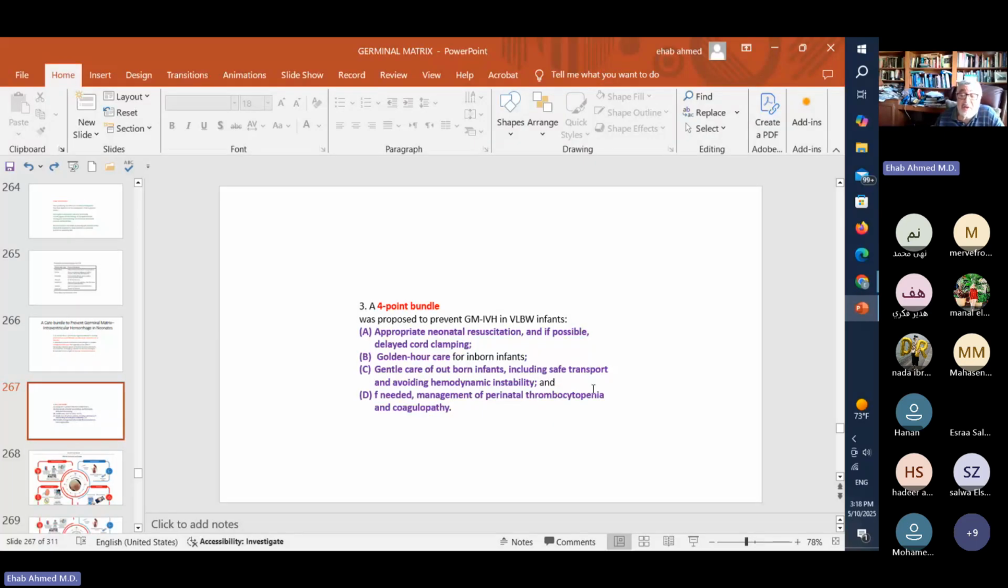The people who do the transport might be physicians, might be neonatologists, physician assistants, but whoever is doing the transport should be aware of these precautions. And management of perinatal thrombocytopenia and coagulopathy. This is for any baby.